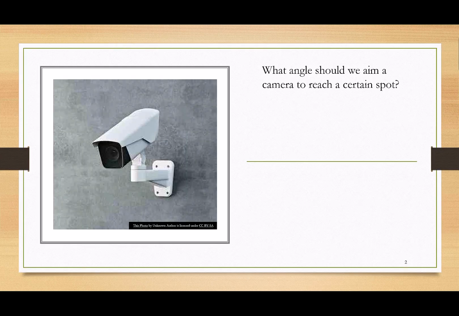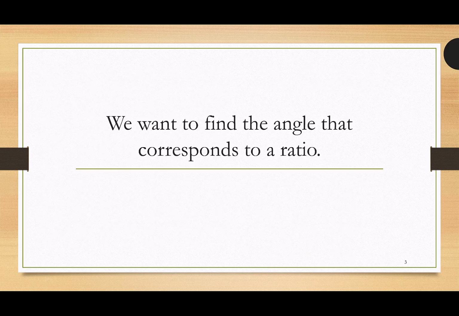So let's start with this scenario of why would we do this? Let's say we wanted to figure out what angle we would want to put a camera to reach a certain spot. It might help to bring in a triangle. We know the height we want the camera to be. We also know the spot where we want the camera to aim. What we are trying to do is to find an angle that corresponds to a ratio. To find the angle, we need to bring in inverse functions.